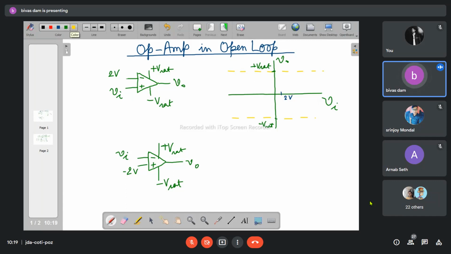So when the input is greater than 2 volt, output will be plus Vsat. And when the input is less than 2 volt, output will be minus Vsat. So this is going to be the corresponding transfer characteristic.